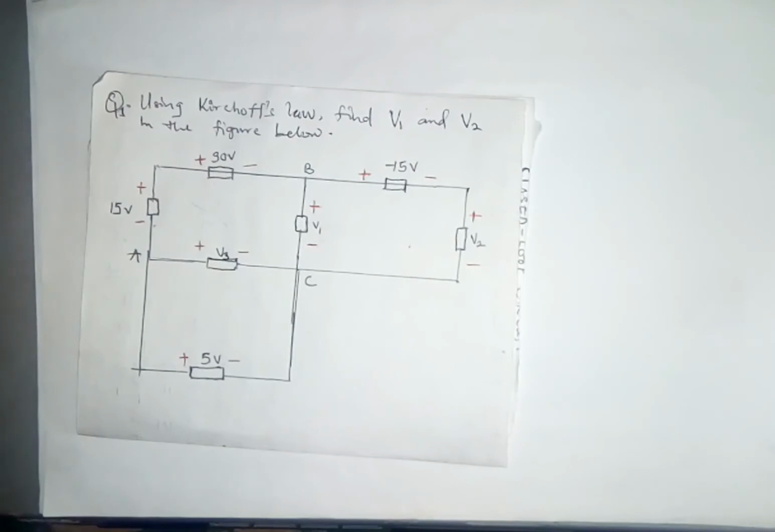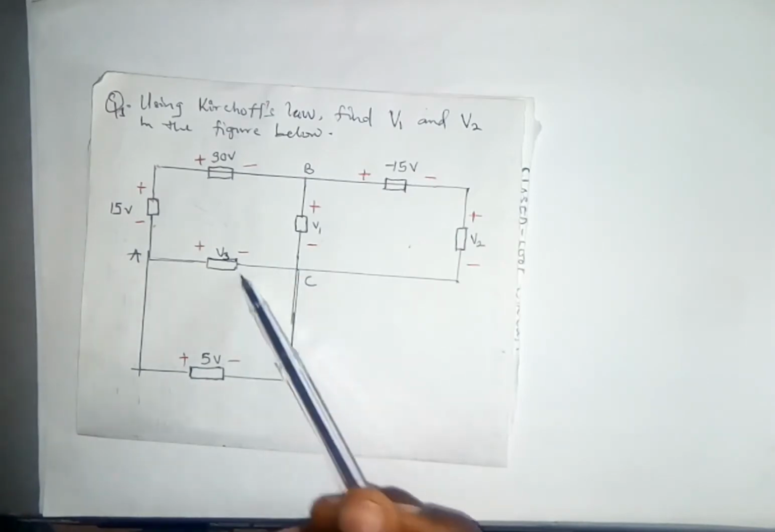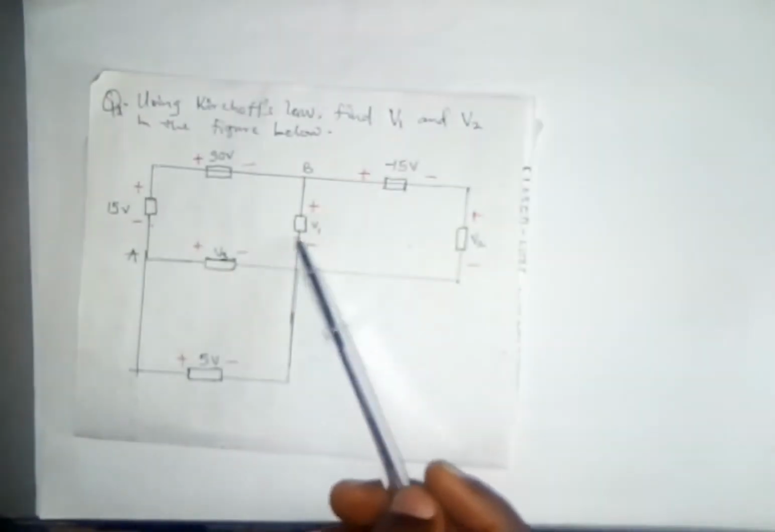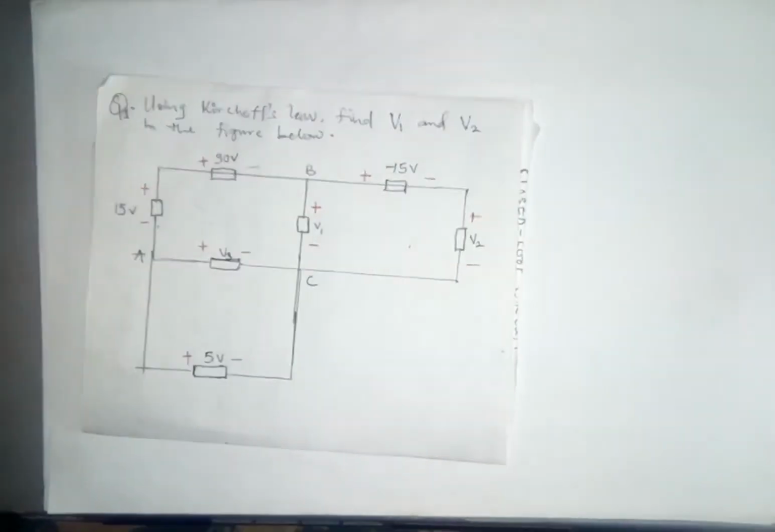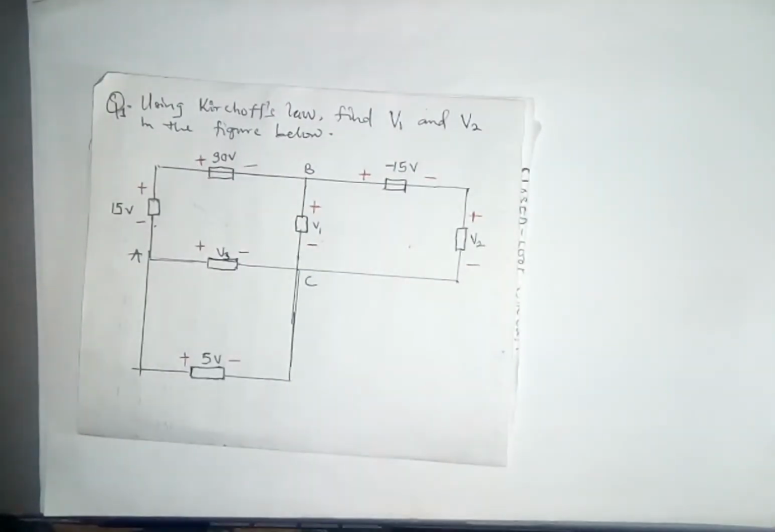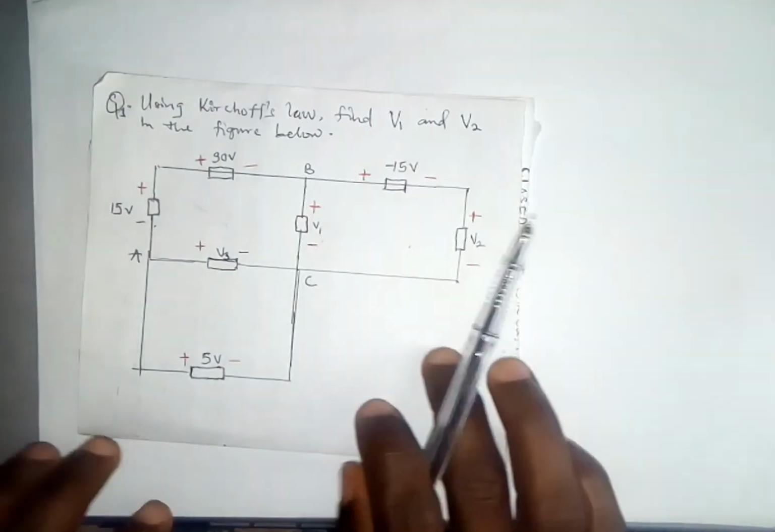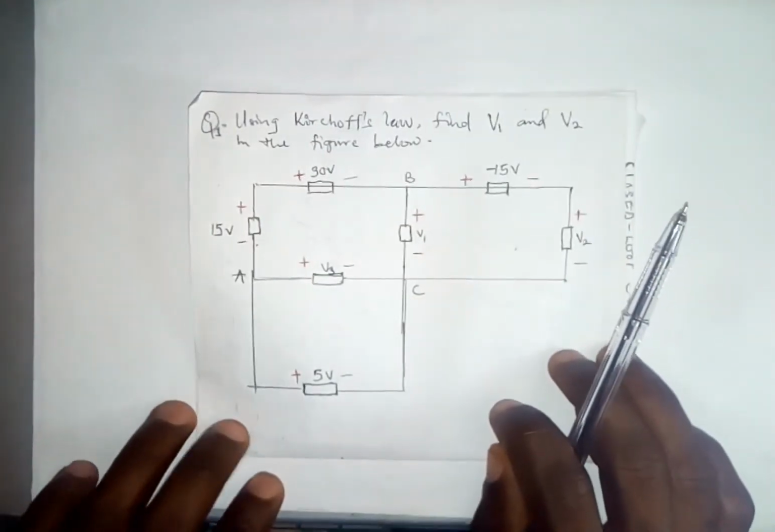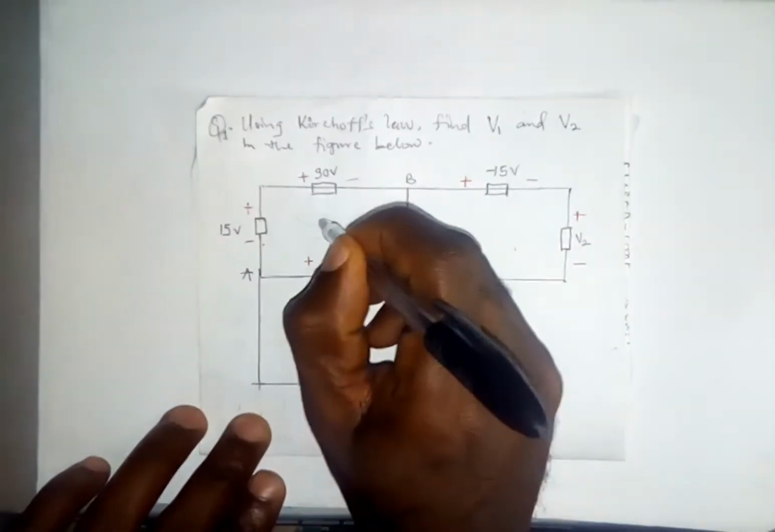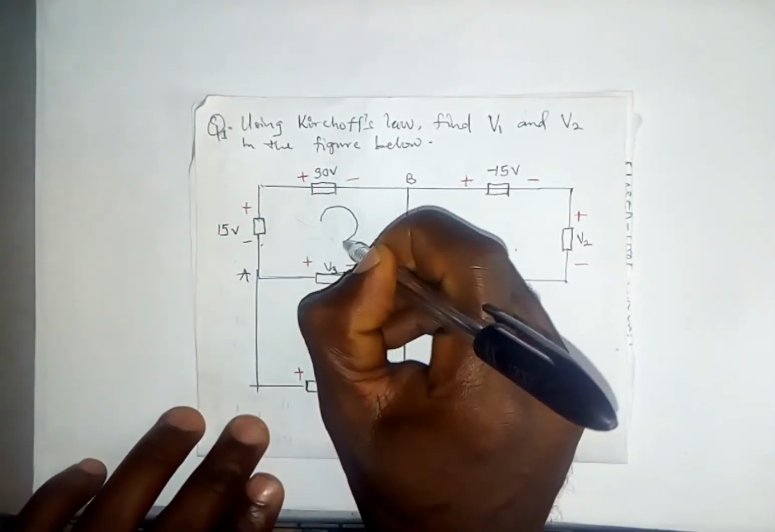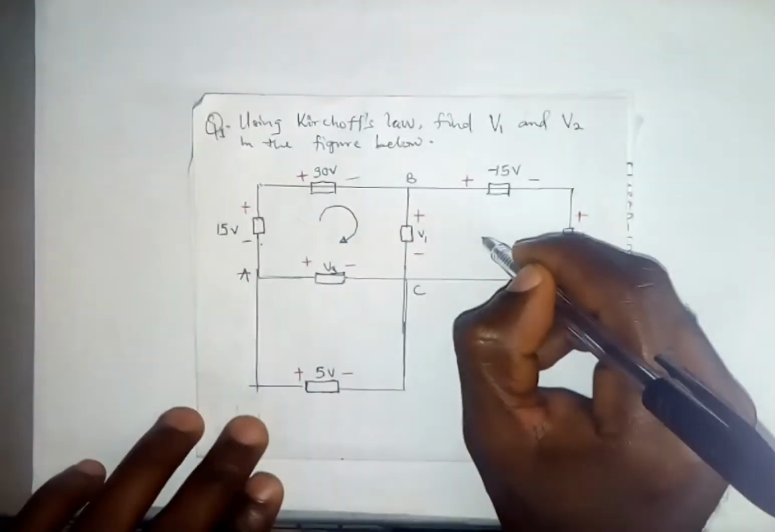And the last question for today, this is what we are going to have. Using Kirchhoff's law, find V1 and V2 in the figure below. So if you look at this figure, we have multiple closed loops in this case, which is also a little bit different from what we have been doing. So there's nothing bad. We are still applying the same rules. So we can call this one a particular loop. We can term it a loop.